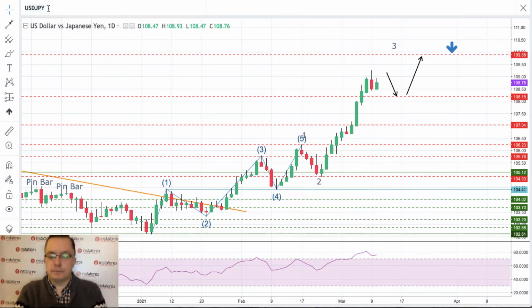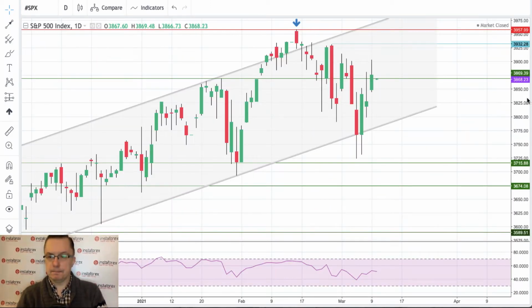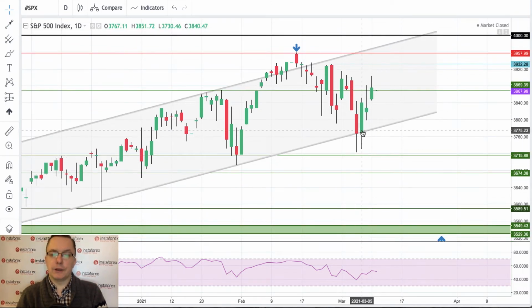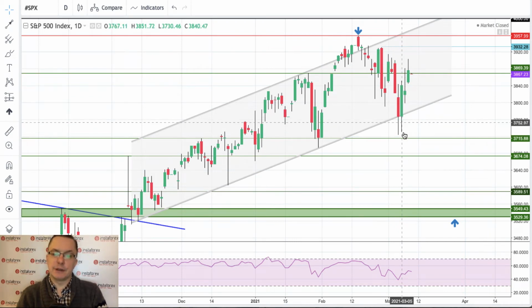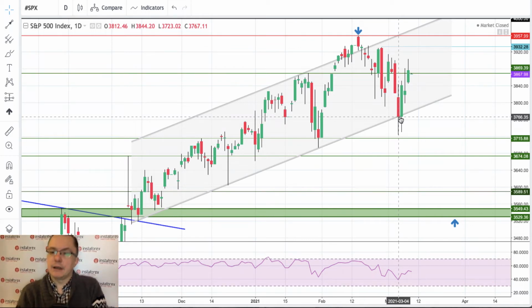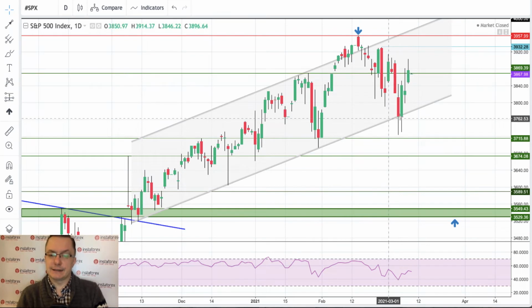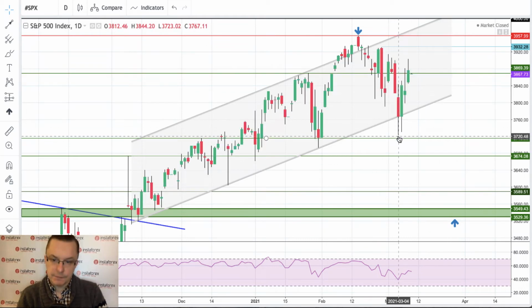How can stocks react to the data? Let's take a look at the S&P 500 American stocks. As you can see, what we have here is a breakout below the channel, right? But please notice, we didn't close at the lows. We closed higher than the breakout level. The breakout level is around 3,766, below the channel, out of the channel, right? So we have a nice bounce. We are back towards the level of 3,867 again.